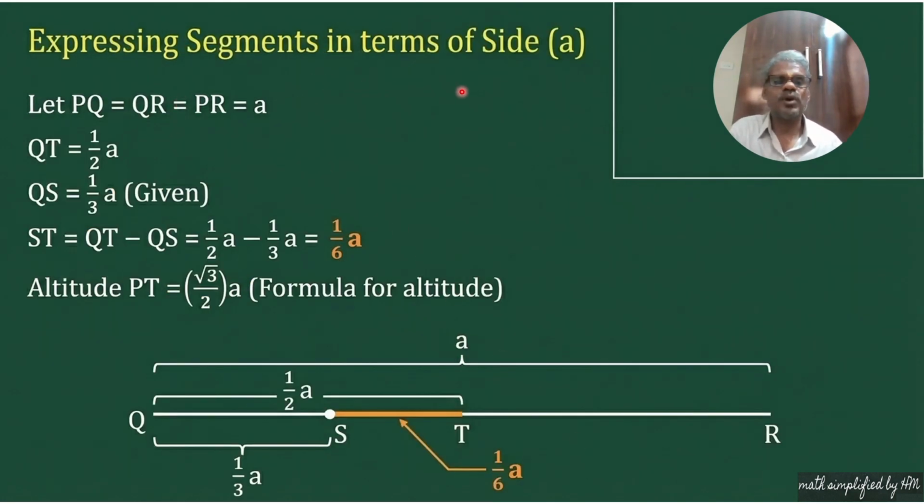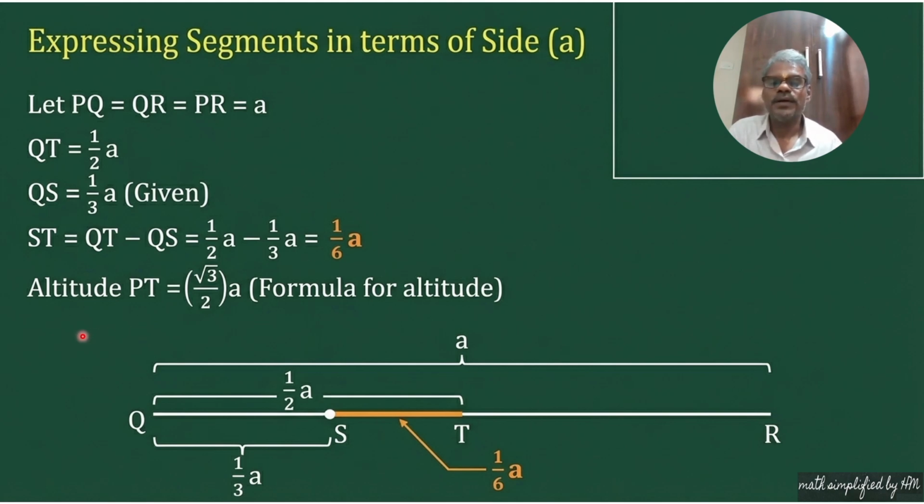Expressing segments in terms of side A, let PQ is equal to QR is equal to PR is equal to A. Therefore, QT is equal to 1 upon 2A, QS is equal to 1 by 3A, given. Now, we have ST is equal to QT minus QS, as Q, S and T are collinear. Therefore, we get 1 by 2A minus 1 by 3A is equal to 1 by 6A.